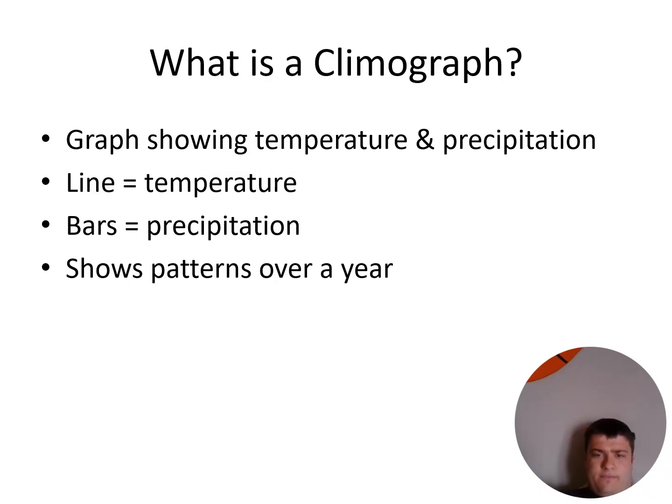What is a climate graph? A climate graph is a graph showing temperature and precipitation at the same time. Line equals temperature, bars equal precipitation, and it shows patterns over a year.